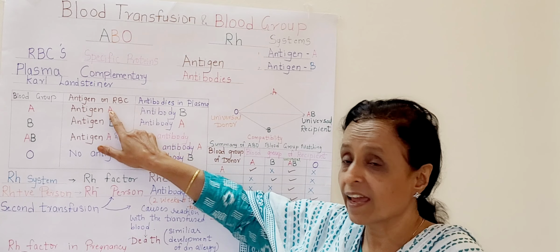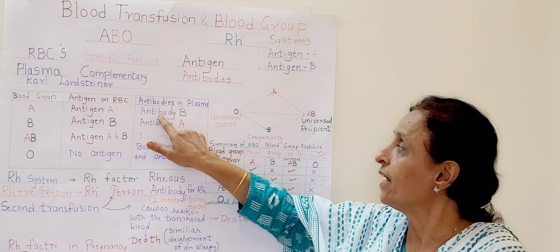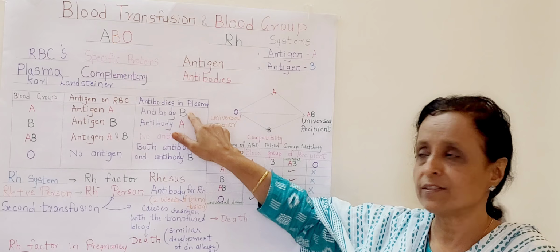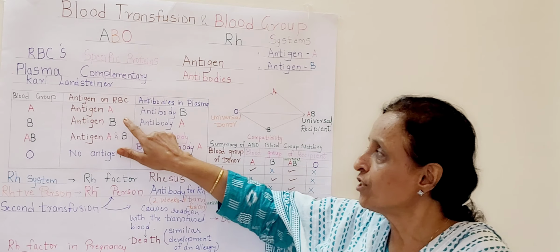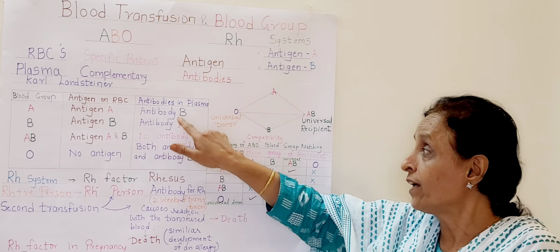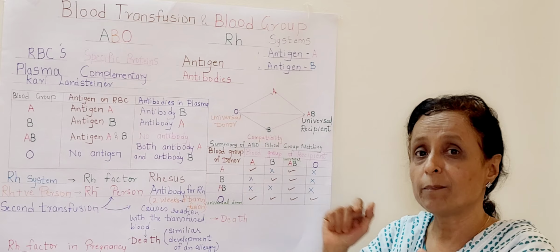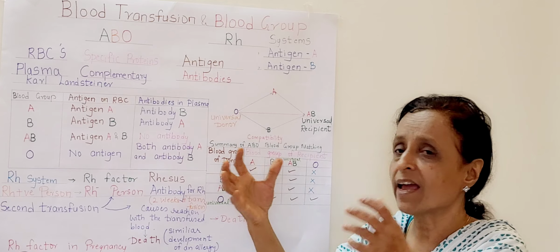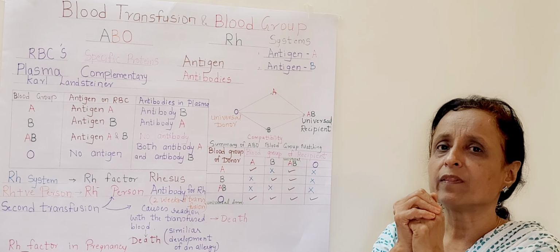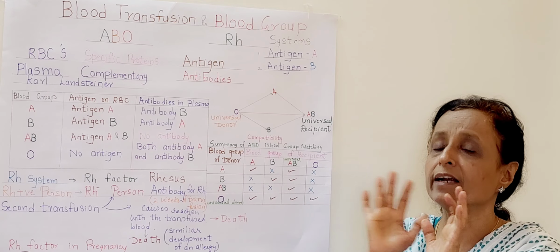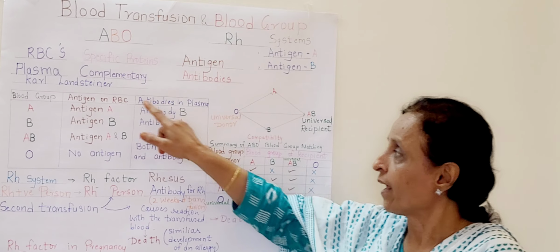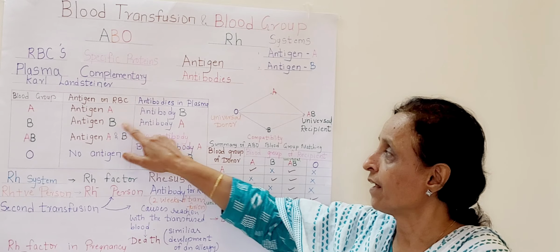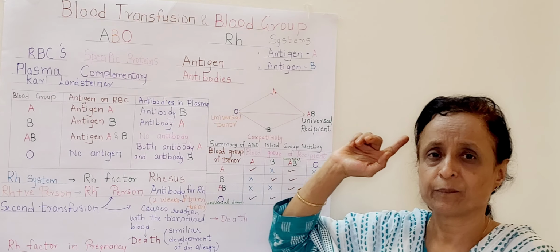So if antigen A is present, it is antibody B which is present in A group. In B group, antigen B is present and antibody A is present in the plasma. It's like A and B tally with each other, they don't coagulate, they don't disrupt each other. So they are like friends. A and B are friends.